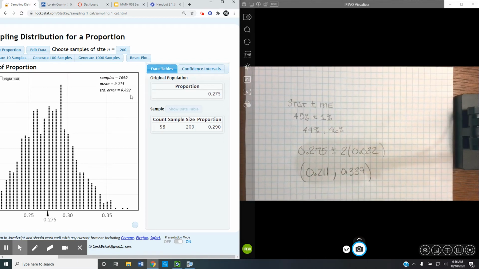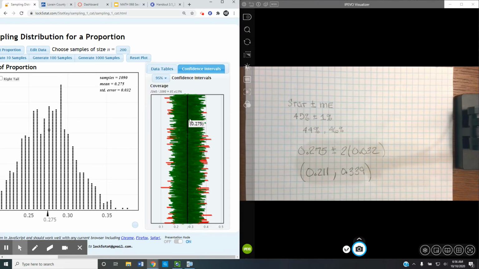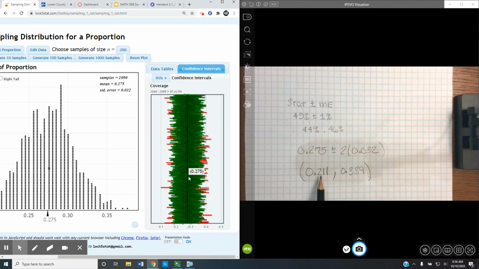In order to be part of this green bar situation right here, numbers had to hit from here to here. So when a test was run, and I ran another test, if it was below 0.211, it went red. If it was above 0.339, it went red. It missed the 95% confidence interval level.